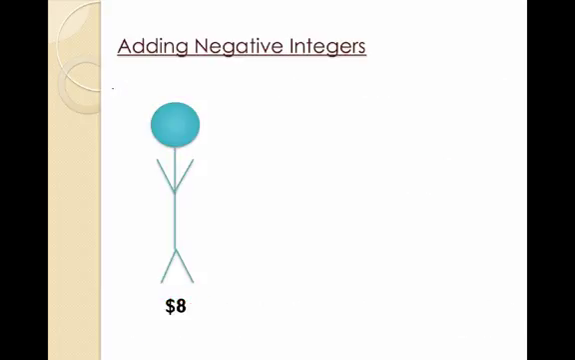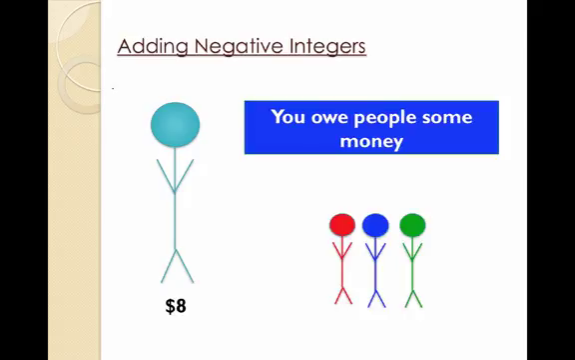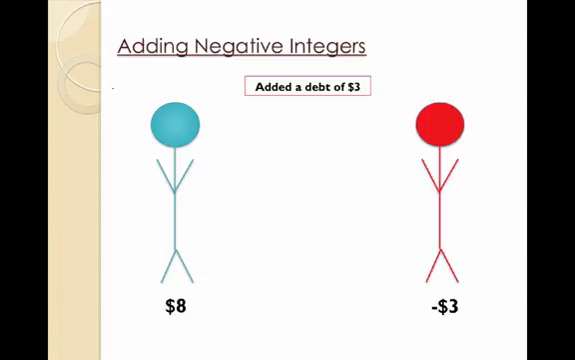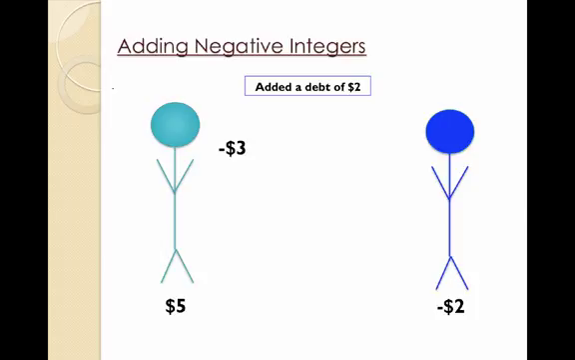Let's have a look at that in a different kind of context. Let's say you have $8 and you owe some people some money, you have some debt. We're going to represent your debts with negative numbers. So let's say this first person comes along and adds on a debt of $3. You now have $5. The second person comes along and adds on a debt of $2. You now have $3. The last person comes along and adds on a debt of $1.